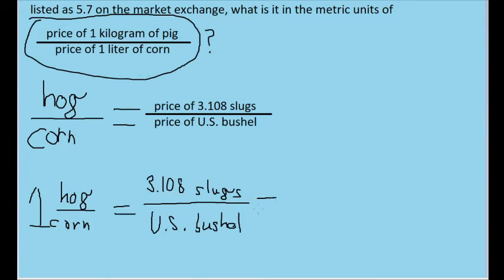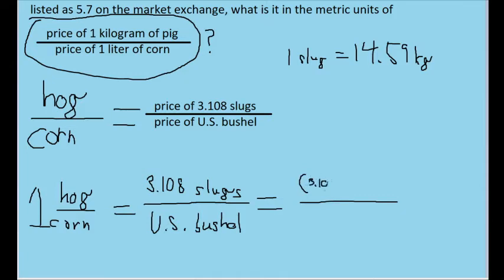Now first of all, there's the matter of the slugs. If you have an appendix or a textbook or some point of reference to look up these conversion units, then you know that 1 slug is equal to 14.59 kilograms. Now we can first convert the slugs into kilograms by multiplying the 3.108 slugs by 14.59 kilograms.